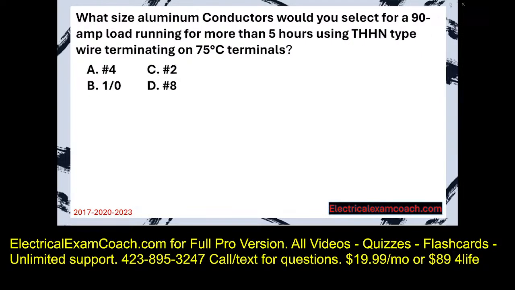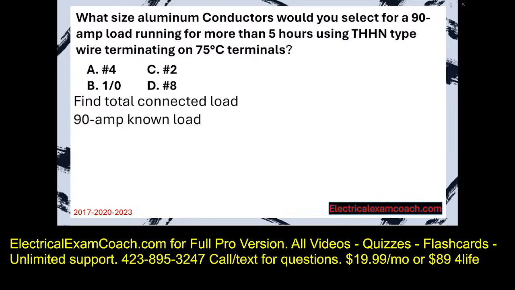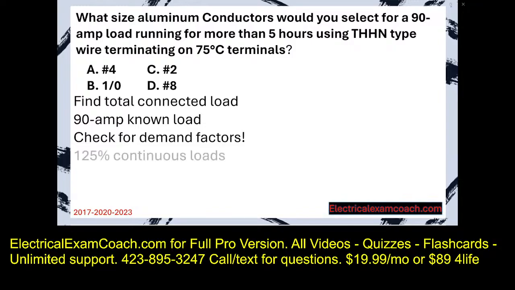What size aluminum conductors would you select for a 90 amp load running for more than 5 hours using THHN type wire terminating on 75 degree C terminals? Step 1, find the total connected load. Well, our starting known load is going to be 90 amps, but we must check for demand factors. In this case, we find out it's a continuous load. We're going to do our continuous load math.